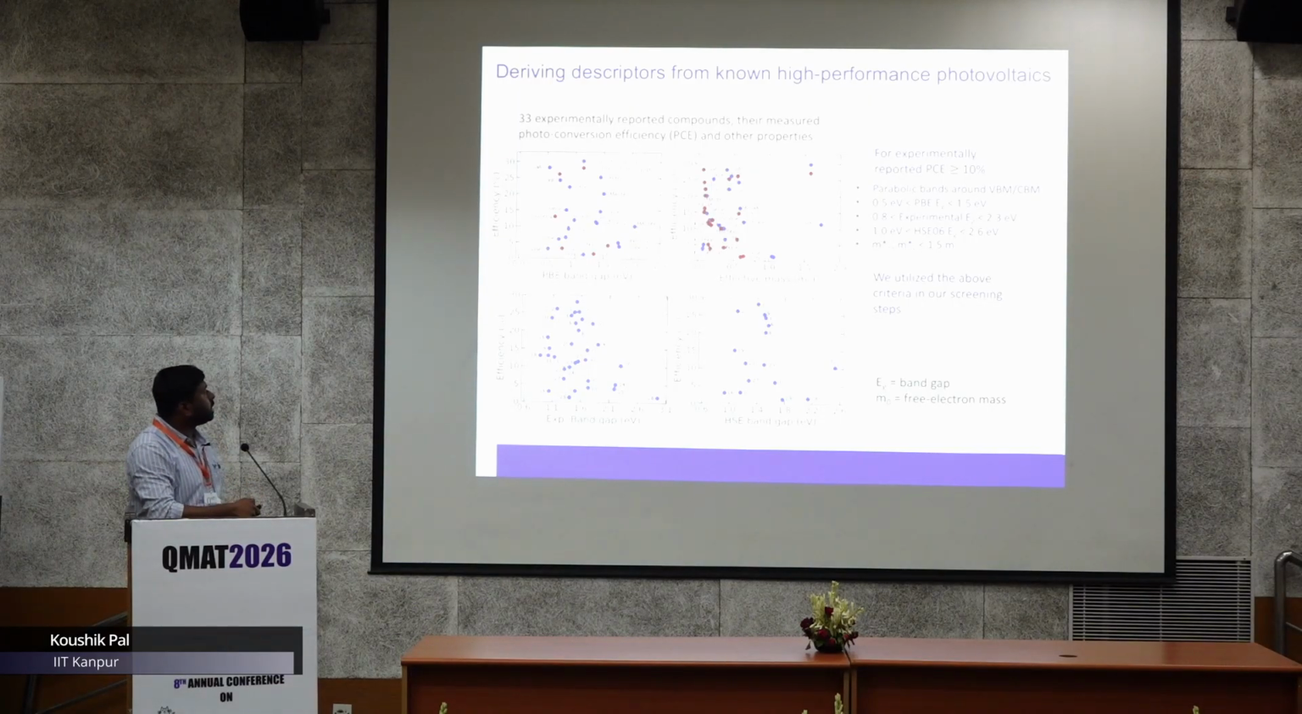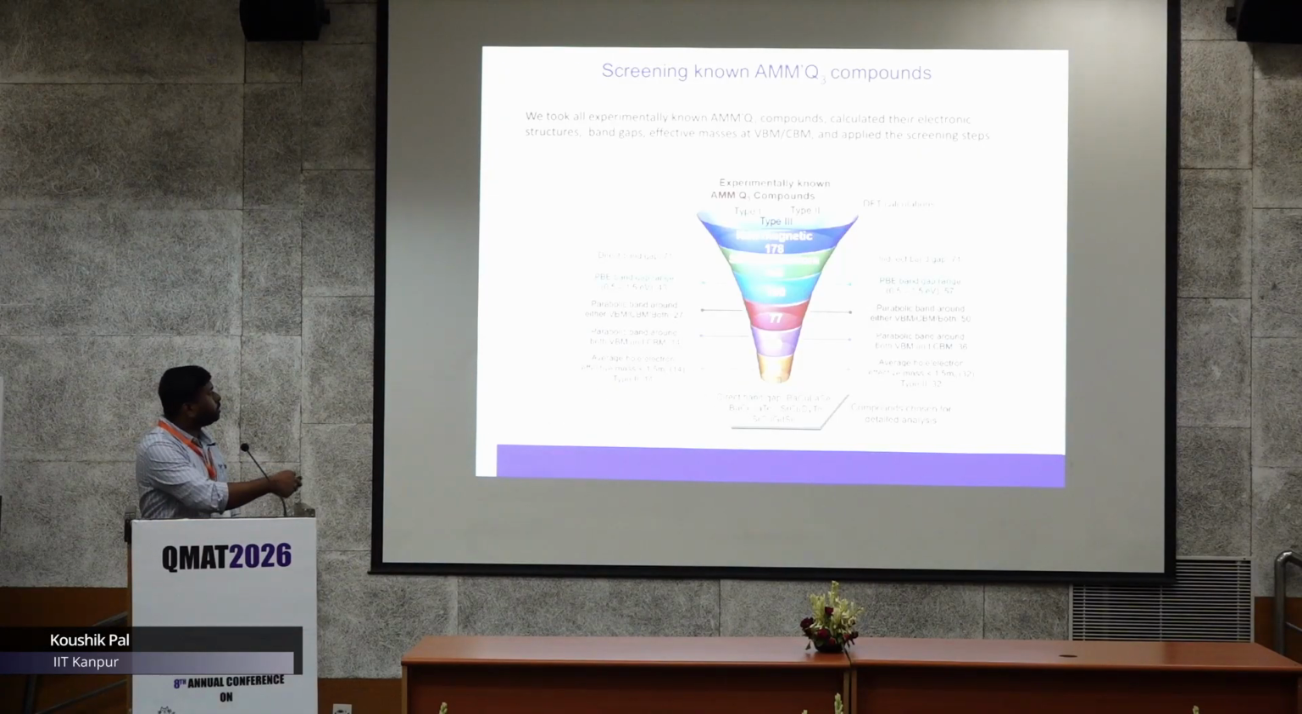From this analysis, and a few other analyses that we have done, we wanted to get some screening criteria. The idea is that we would choose some criteria based on the existing data, and then apply these screening criteria and discover new compounds. We found that materials for which the band gap is between 0.5 and 1.5 would be good photovoltaics, and if the effective masses are below 1.5 m0, where m0 is the free electron mass, they would be good photovoltaics. So applying the screening criteria, this is kind of the funnel diagram. We started with all the experimentally known compounds, not theoretically predicted compounds, right?